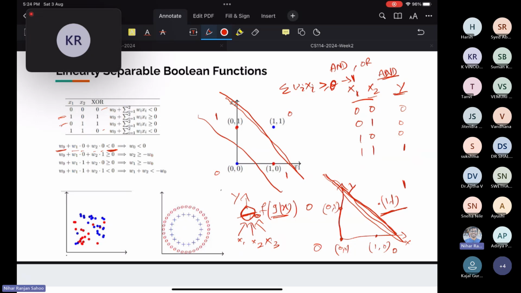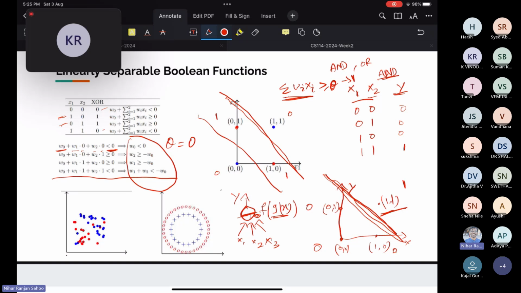If the summation of wi xi is beyond 0, then the output class will be 1. If it is less than 0, the output class will be 0, right? So here the theta value is 0, and depending on that we'll decide the values of W1 and W2. If you try to solve this, you'll get these four equations, and you have to find values for W0, W1, W2 that satisfy all four equations, right? Then you'll say, okay, this is the value of W0, W1, W2.